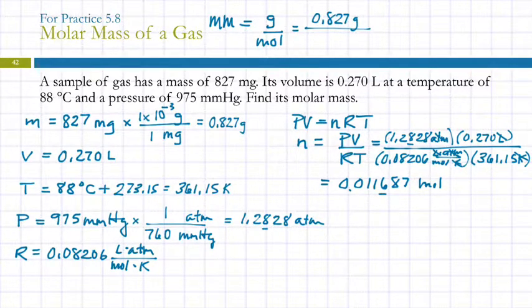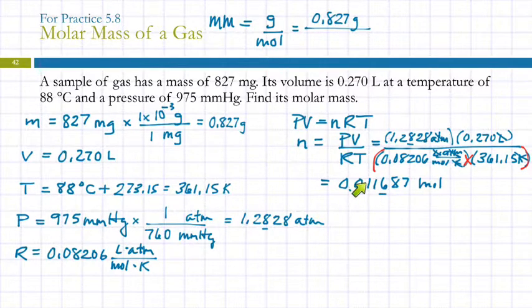Now, if that bothers you, and it bothers a lot of students, then you need to use parentheses. So divide by, open parentheses, 0.08206 times 361.15, close parentheses. Because you want to divide by the quantity of those two things, right? So whichever way works for you, figure out one and stick with it. And if you want me to explain that in more detail, I'd be happy to do that later. Just watch out for that very common mistake.